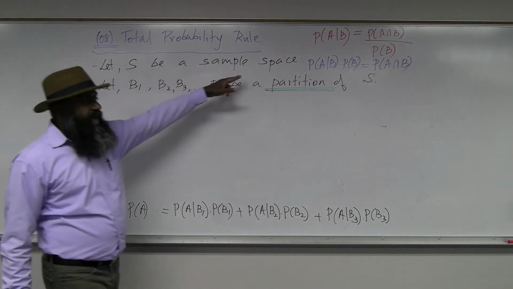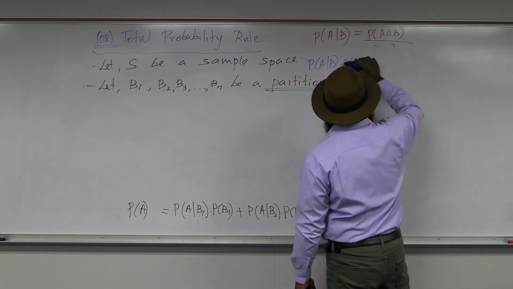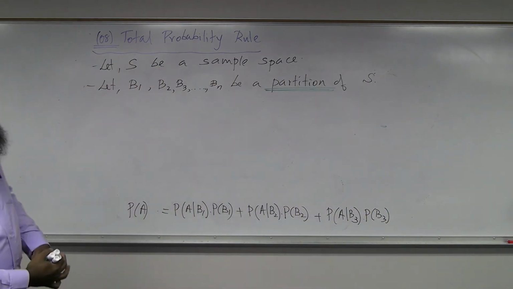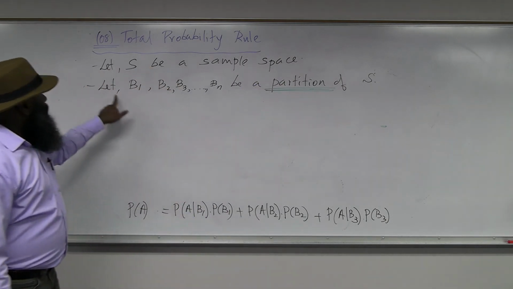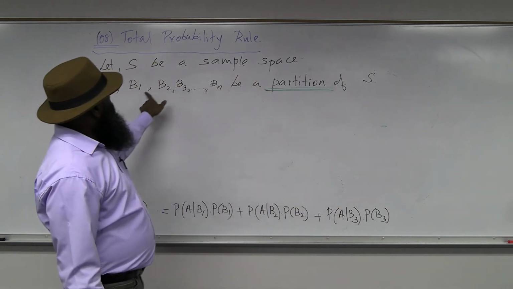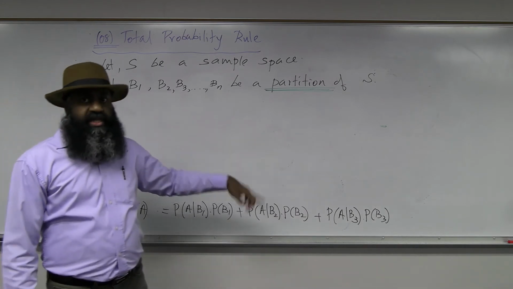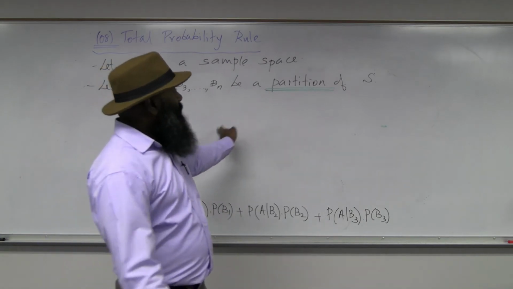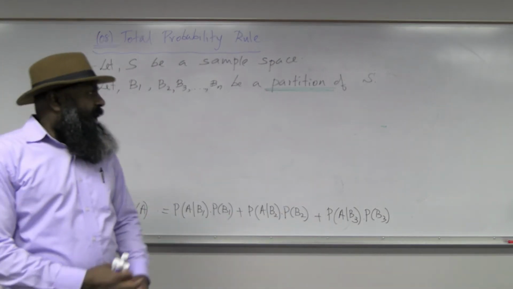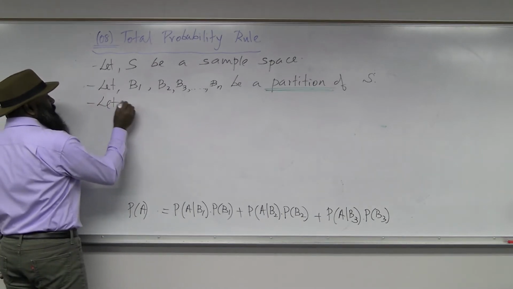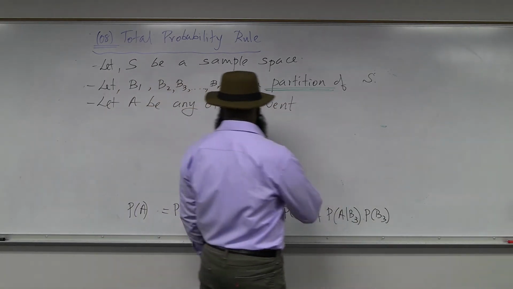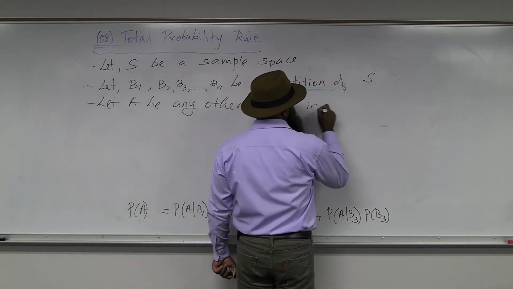S is a sample space. I don't want that part as well. All right, so here we are going to write down the complete total probability rule. I'm going to let S be a sample space. Let B1, B2, B3 up to B sub n be a partition of S, which means if you take the union of B1, B2, B3 up to Bn, it should form S, and there's no intersection between any of these sets. And I'm going to let A be any other event or set. They both have the same meaning. So let A be any other event in the sample space S.